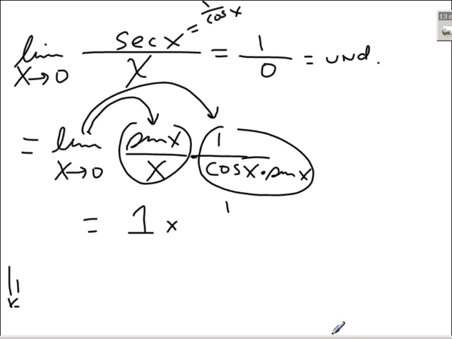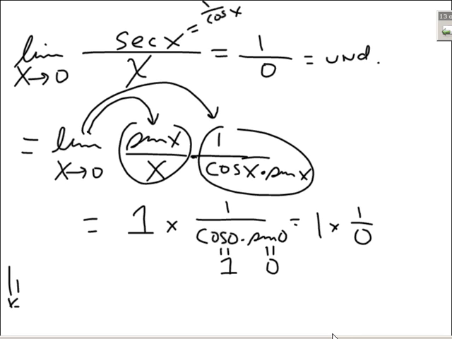The second factor is 1 over cosine of 0 times the sine of 0. Cosine of 0 is 1. The sine of 0 is 0. So you have 1 times nonsense, 1 over 0. Well, that's undefined. Alright, that finishes the lecture on trigonometric limits.